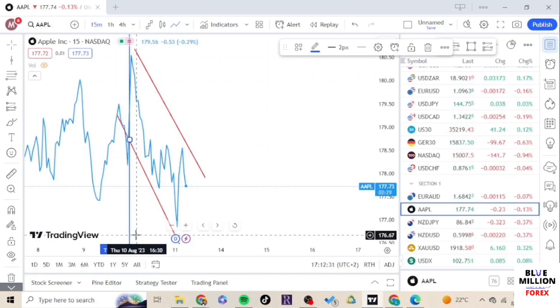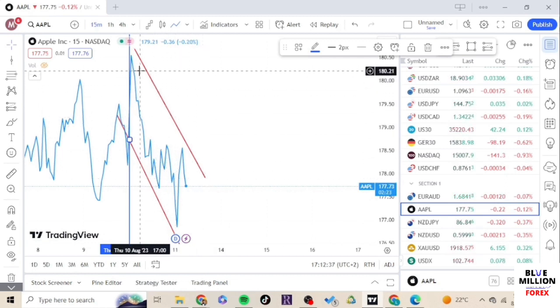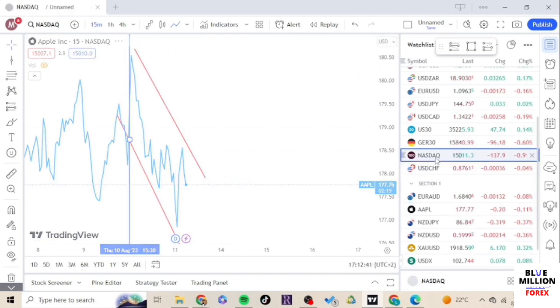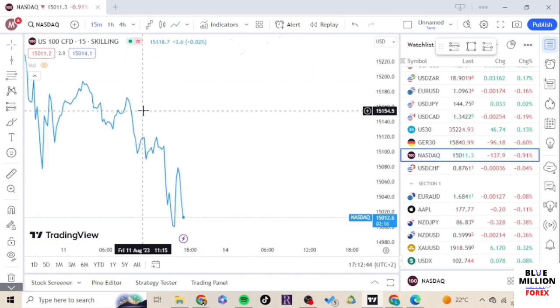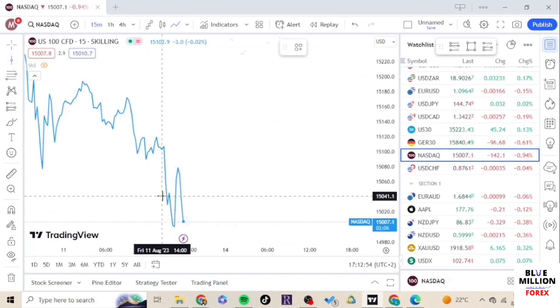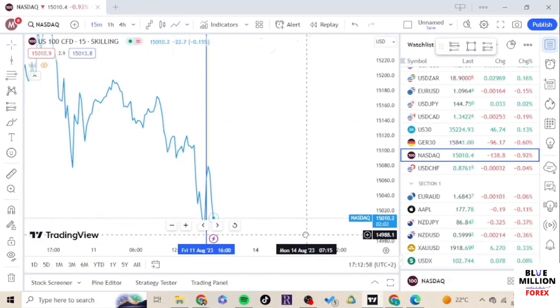Now, this is where we're going to start focusing, as you can see, this vertical line. The time was 3:30. From that time going onward, the market has been on a downtrend. Now, if I jump back to NASDAQ 100, at 3:30 again, where's 3:30? There's 3:30. Just at 3:30, it's doing exactly what Apple has been doing.